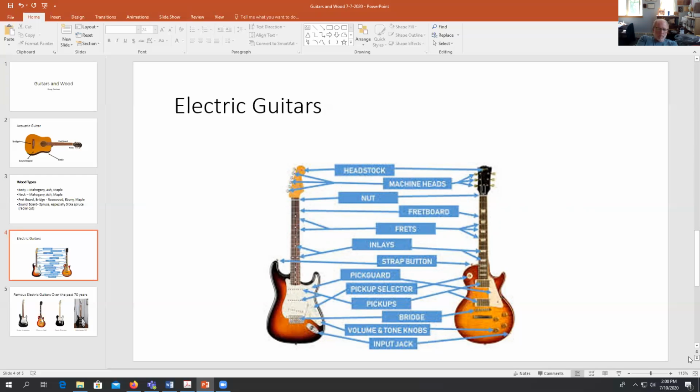In some cases, there'll be inlays in the fretboard to give an aesthetic appeal to the guitar. For electric guitars, typically you'll have strap buttons because usually people are playing standing up. Then there'll be the pick guard to protect that beautiful wood finish from people scratching it with a pick. Usually there are the pickups, selectors for the different types of pickups, your volume and tone knobs, and then a place to input the electric cable that'll hook up to the amp.